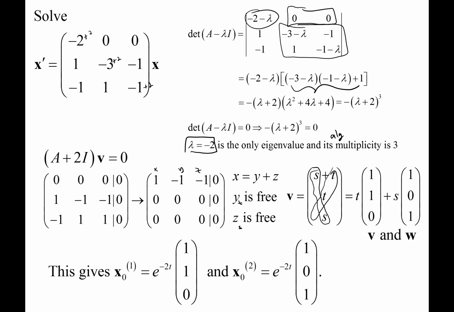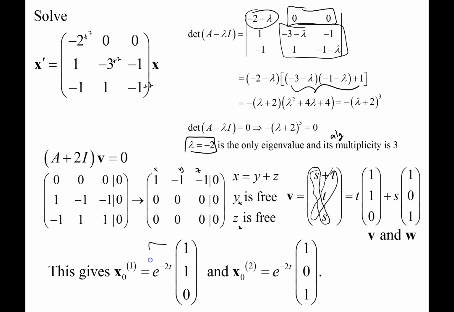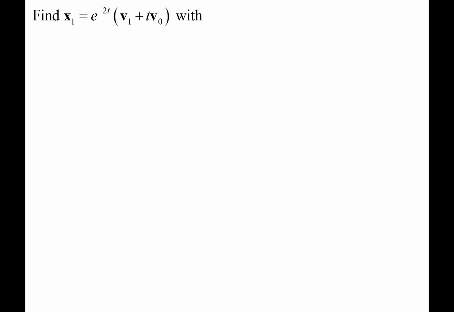And so we're going to build that based off of the fact that x1 is going to be from the equation e to the negative 2t (v1 plus t v naught). Okay, we have these two guys though as part of our solution: C1 times this guy, C2 times this guy. We just need the C3 times x1. And x1 comes from this equation.